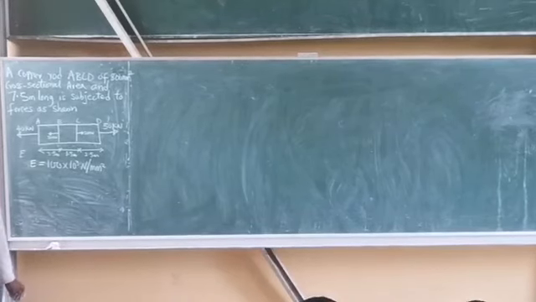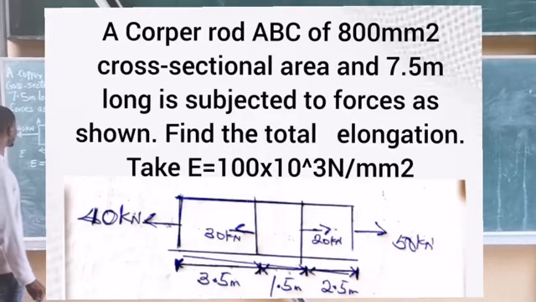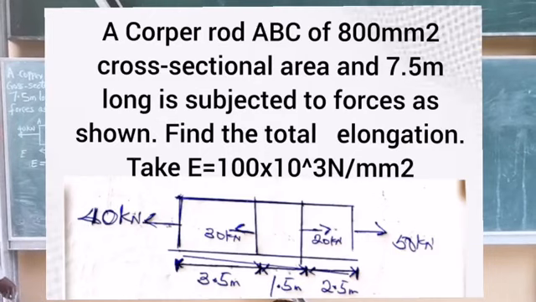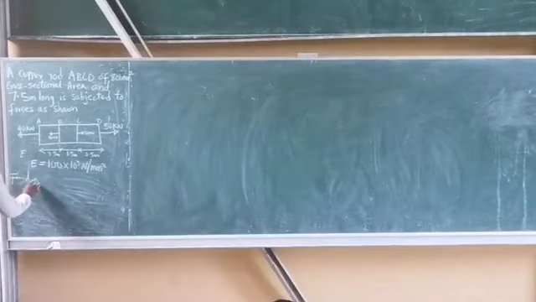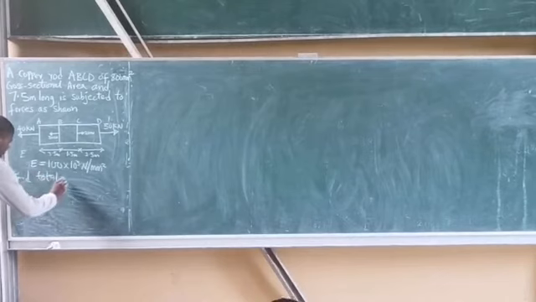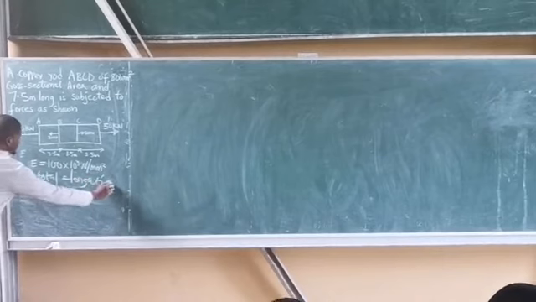Same. Now the problem says a copper rod ABC of 800 millimeter squared cross-sectional area and 7.5 meters long is subjected to forces as shown. The question is to find the total elongation. This is similar to the previous problem.